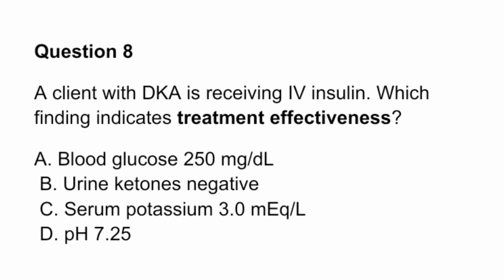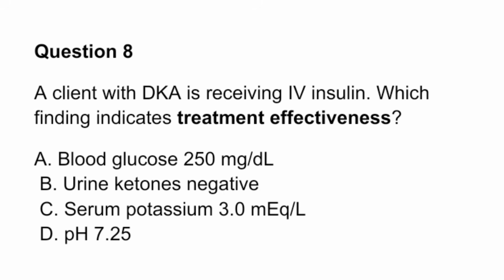Question 8. A client with DKA is receiving IV insulin. Which finding indicates treatment effectiveness? A. Blood glucose 250 milligrams per deciliter. B. Urine ketones negative.